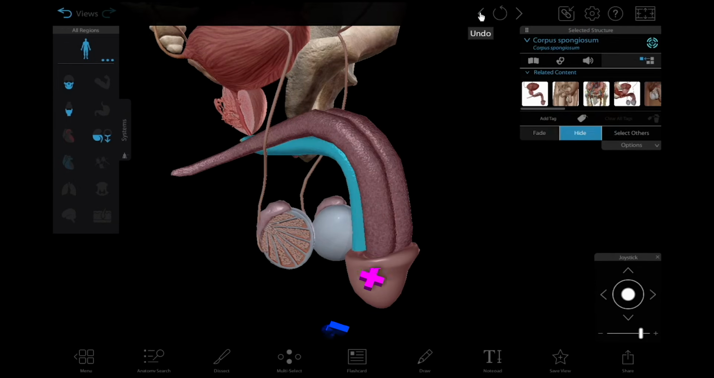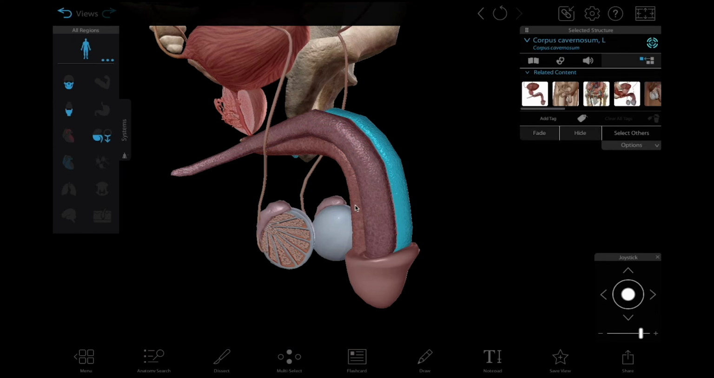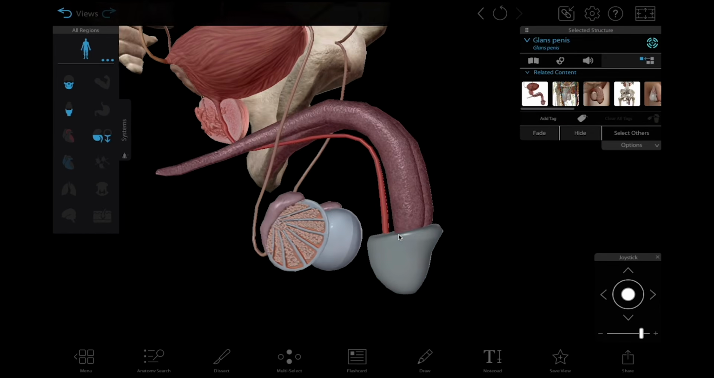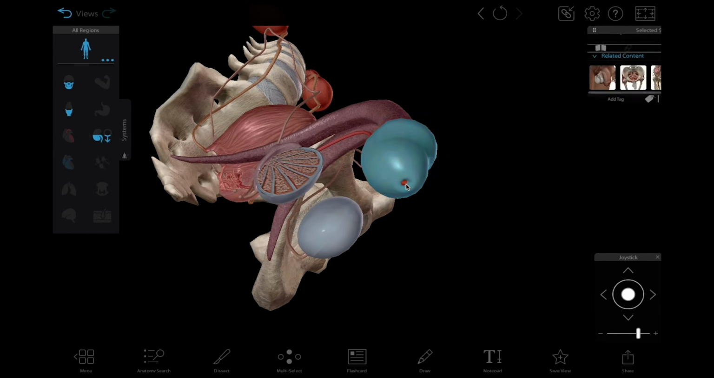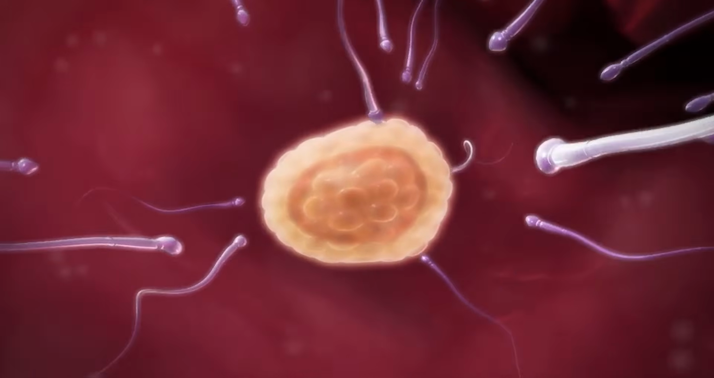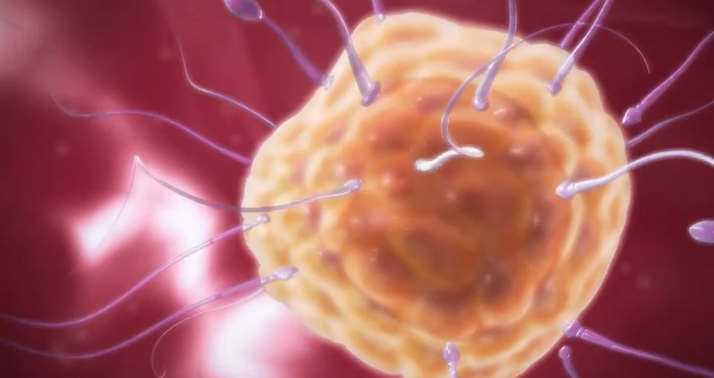During arousal, the tissues inside the penis, the corpus spongiosum and the paired corpus cavernosa, fill with blood and the penis stiffens. During ejaculation, semen is expelled from the opening of the urethra, located at the tip of the glans penis. During sexual intercourse, the penis penetrates the vagina and delivers semen into the female reproductive system.